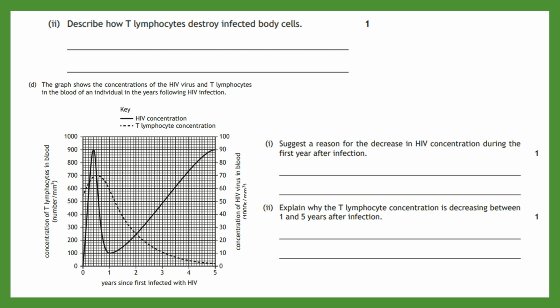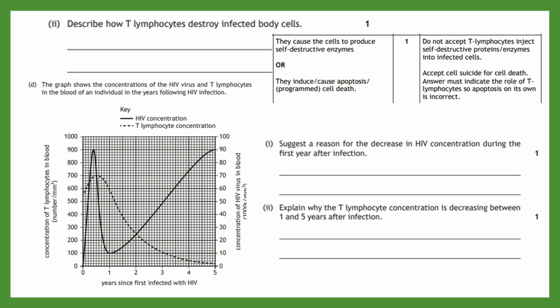So the first question, you're asked to describe how T lymphocytes destroy infected body cells. This is through causing the production of the self-destructive enzymes, or through the induce, cause, apoptosis, or programmed cell death. You couldn't have accepted T lymphocytes inject self-destructive proteins. The T lymphocytes release proteins which lead to the infected body cells making the self-destructive proteins themselves. So it's a little bit more removed from that stage.